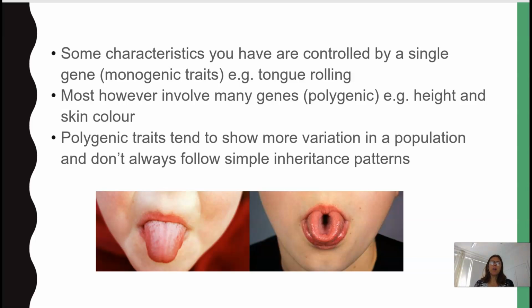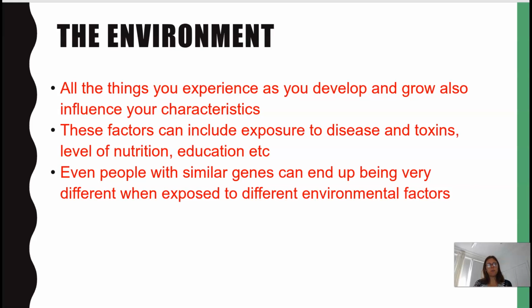Polygenic traits are a little bit trickier because they involve multiple genes. So it's not always just a simple case of mum's got it, I've got it, dad's got it. It's that combination of genes. But let's have a look at the environment and how it can affect different people. This comes from some of those twin studies that we've talked about. Your exposure to nutrition, even education, disease, and toxins means people that have similar genes can end up looking very different due to their environmental conditions.